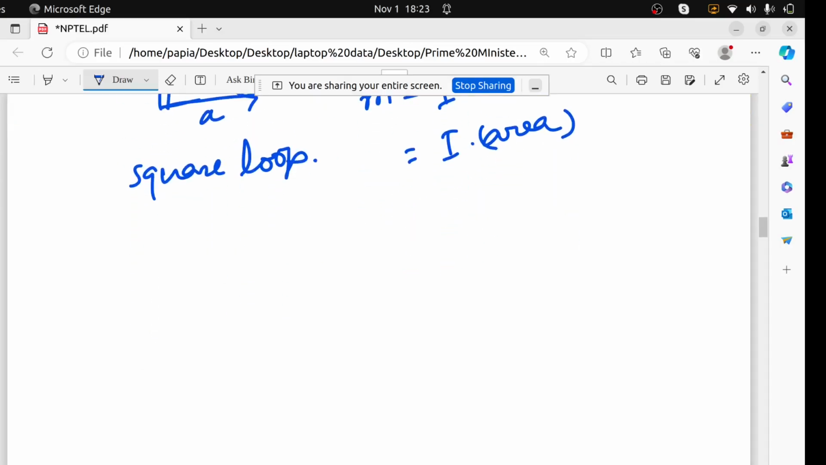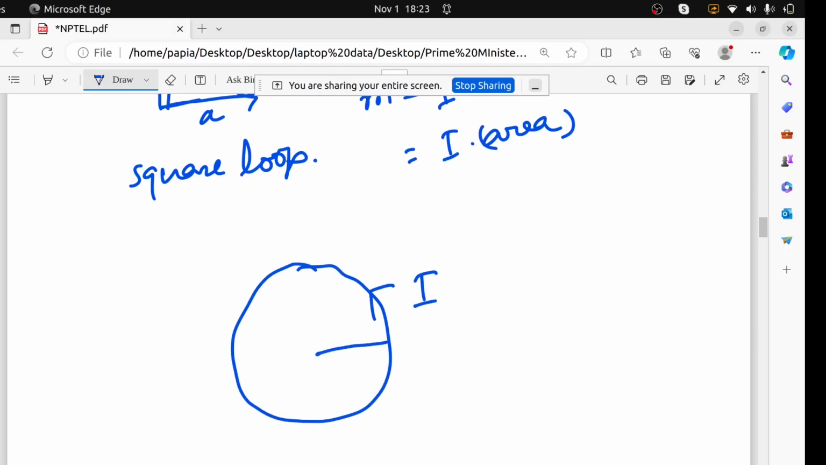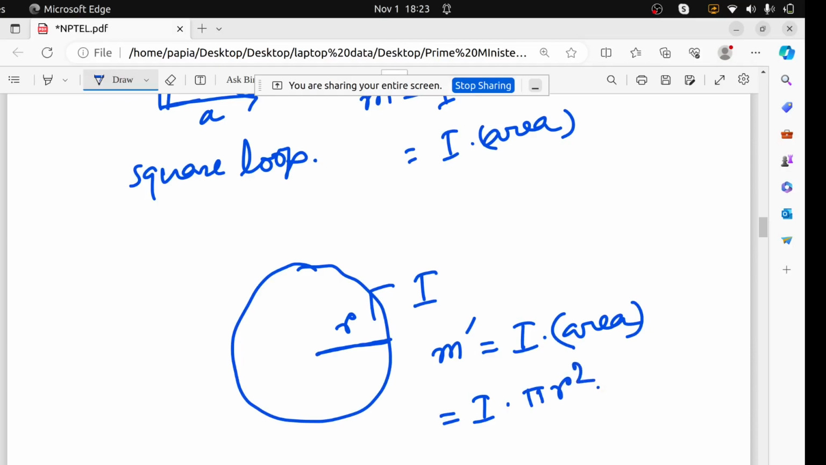Now coming to the circular loop. For that circular loop, the current I is the same. Let us take the radius to be R. Now what will be the value of M prime, the magnetic dipole moment of the circular loop? It will again be I into area. If R is there, what will be the area? It's very simple: pi R square, right? So I into pi R square.